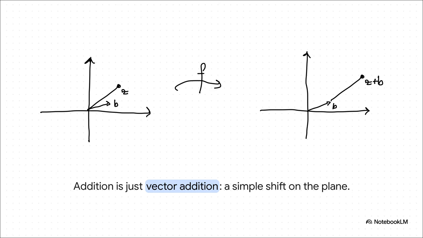And at first, the simple stuff works exactly like you'd hope it would. Adding two complex numbers is basically just like adding two arrows together. You're just shifting a point from one place to another. So far, so good, right? But this is where things start to get a little weird.